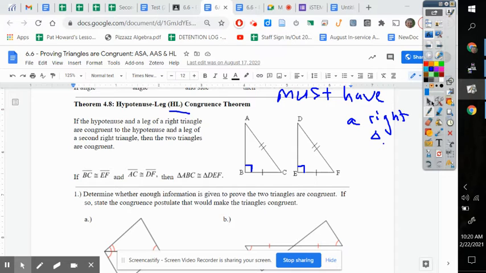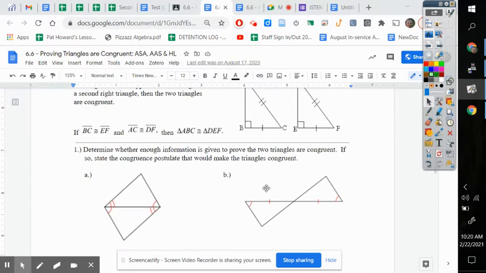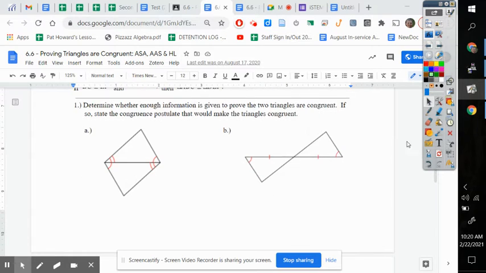So here we go. We're going to take a look at all these now and see how it goes. Determine whether enough information is given to prove the two triangles are congruent. We're looking for our constant things here. These triangles are back to back. I've got this angle the same, so the side that they're touching can be the same as well. So we've got an angle, a side, an angle: ASA postulate. Cool.